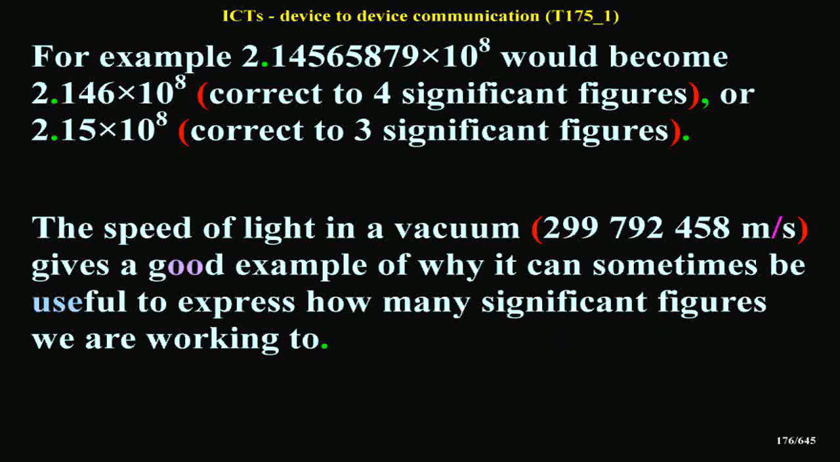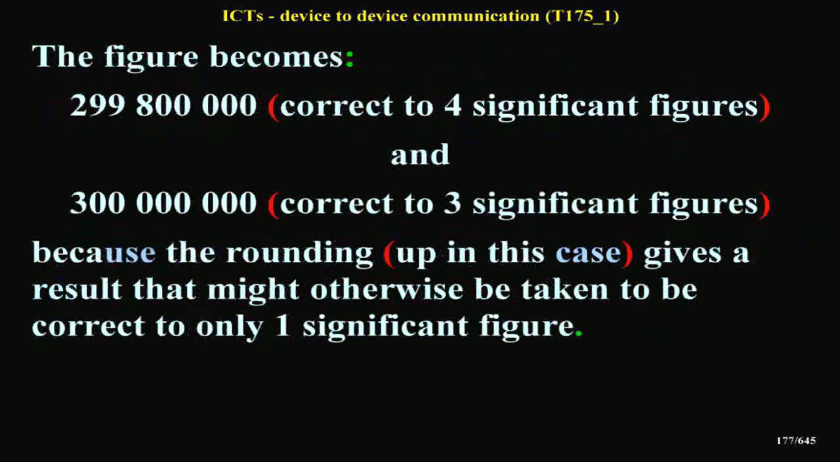The speed of light in a vacuum, 299,792,458 m/s, gives a good example of why it can sometimes be useful to express how many significant figures we are working to. The figure becomes 299,800,000 correct to 4 significant figures and 300,000,000 correct to 3 significant figures, because the rounding up in this case gives a result that might otherwise be taken to be correct to only 1 significant figure.